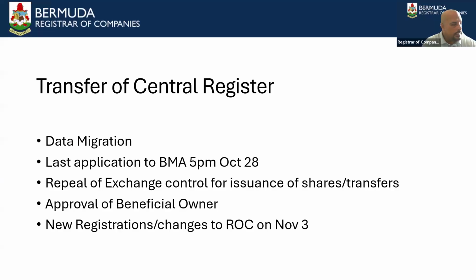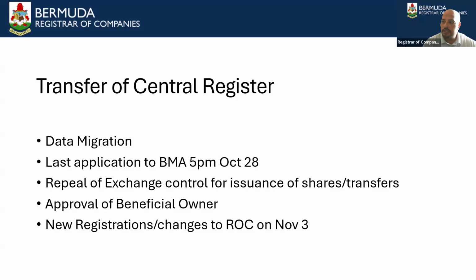So the first point is the transfer of the central register from the BMA to the Registrar of Companies. We are migrating over the data from the BMA's existing register, but there are some differences with how the data is structured, and we will require CSPs and entities to come in and basically fill in the gaps. This will be the same as when we did the update profile service for the initial launch of the entire register.